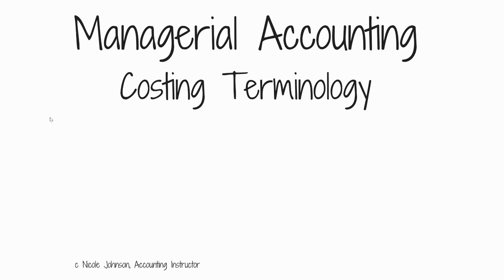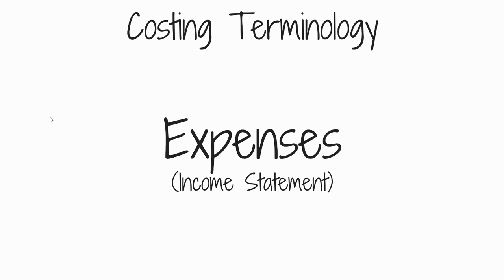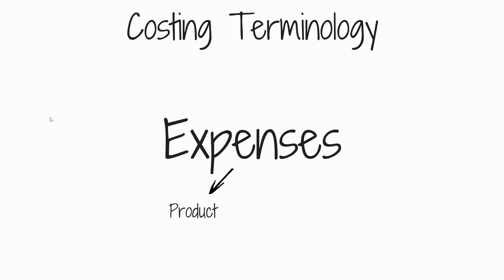Today in managerial accounting, we're going to look at costing terminology. Now we know about expenses from taking financial accounting. They typically show up on the income statement and they're the cost of producing the revenue. Expenses can be broken down into two different types: product expenses, or as we're going to call them in managerial accounting, product costs, and period costs.